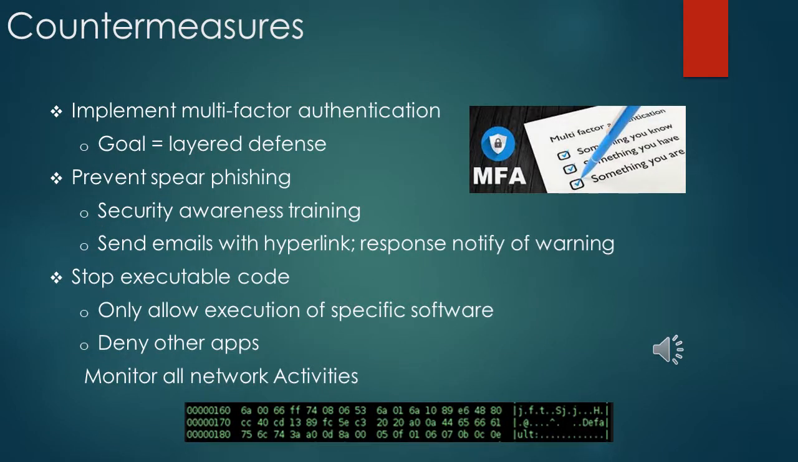Countermeasures against cyber attacks include implementing multi-factor authentication, which includes something you have, something you know, and something you are, biometric. The goal of this type of countermeasure is to implement a layered defense against attacks. Prevent spear phishing by implementing and enforcing security awareness trainings, sending emails with hyperlinks, and using responses to notify users of warnings.